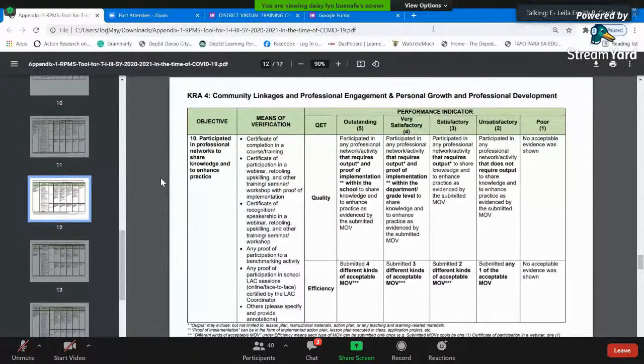If it is within the grade level, you will have a score of 4. If you have an output but no proof of implementation, your score is 3. Your rating is 2 if it does not require output, just a certificate. If you can only present a certificate, it is 2 in quality.